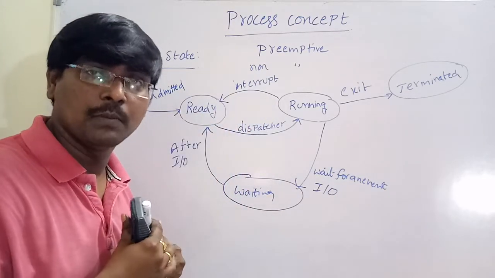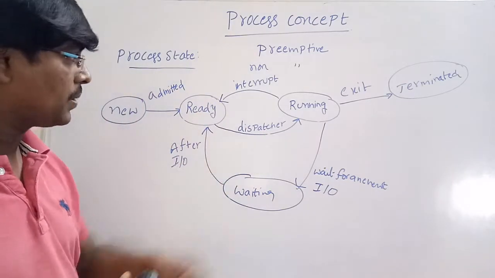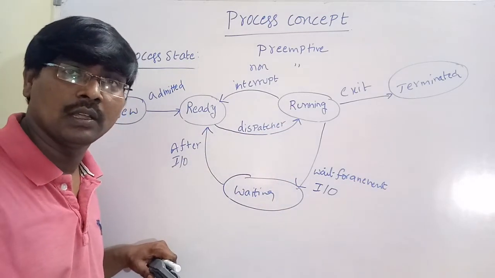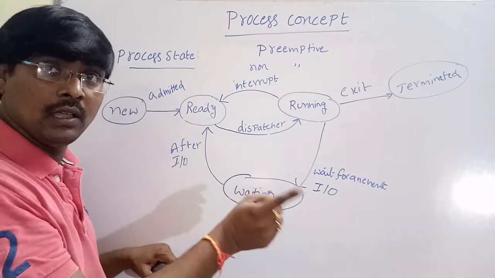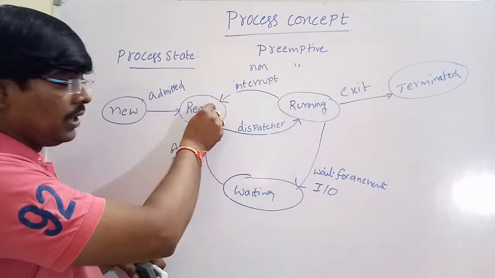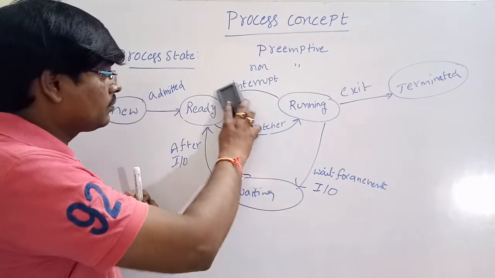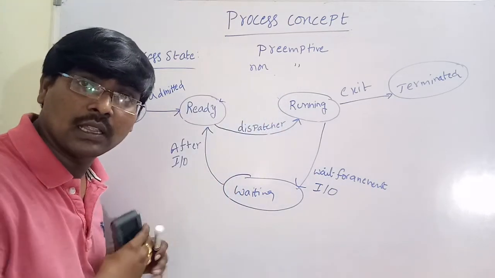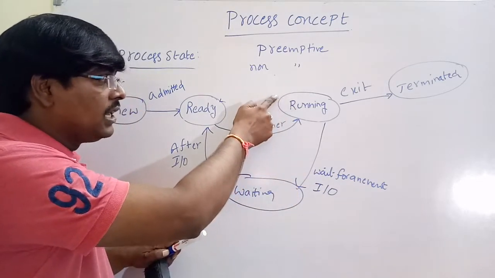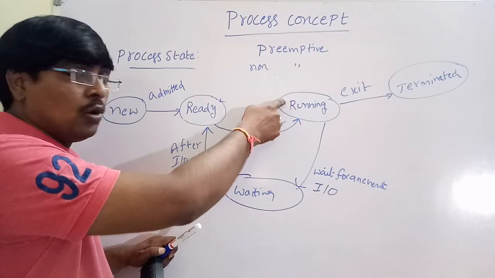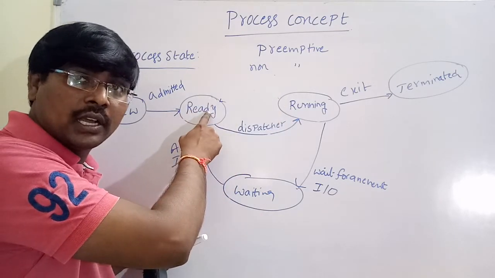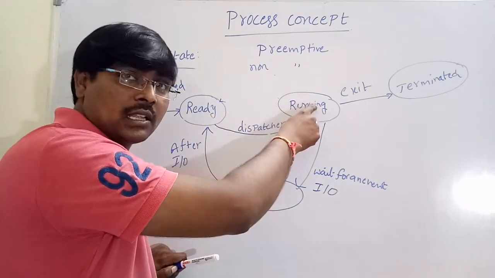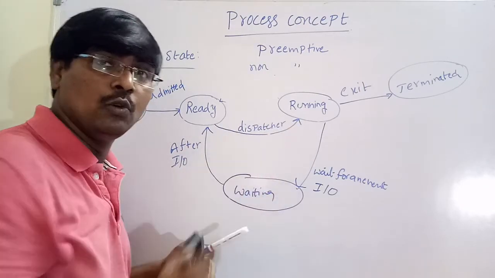This is one of the questions asked in a previous GATE. So this diagram represents preemptive scheduling. Why? Whenever an interrupt occurs, we move into the ready state. For example, if you remove this line, that means there is no way from the running state to the ready state. That means after completion of this process, the scheduler dispatcher allocates another process. This is called a non-preemptive process state diagram.